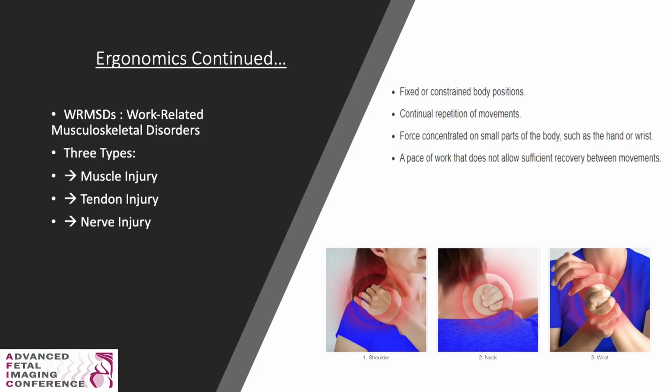According to the Canadian Centre for Occupational Health and Safety, there are 3 types of work-related musculoskeletal disorders: muscle injury, tendon injury, and nerve injury. These types of injuries are caused by the following: fixed or constrained body positions, continual repetition of movements, forced concentration on small parts of the body such as the hand or the wrist, pace of work that does not allow for sufficient recovery between movements, and for sonographers, we mostly have pain in our shoulders, neck, or wrists.